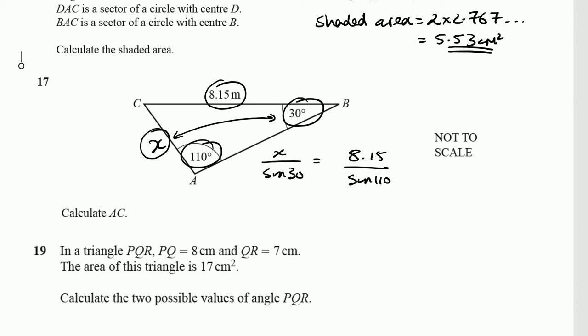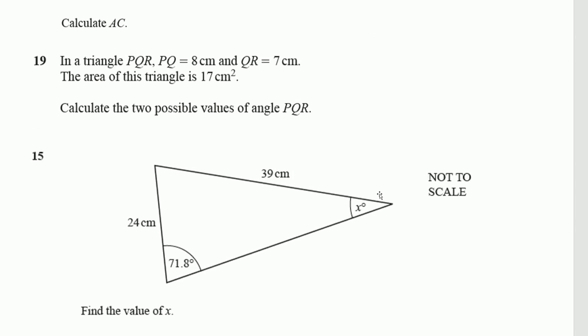Multiplying both sides by sine 30 and working everything out will get me the value of x. So I'm going to go straight ahead and do that now. So sine 30 times 8.15 divided by sine 110 altogether has given me x equals 4.34 centimeters for that side.